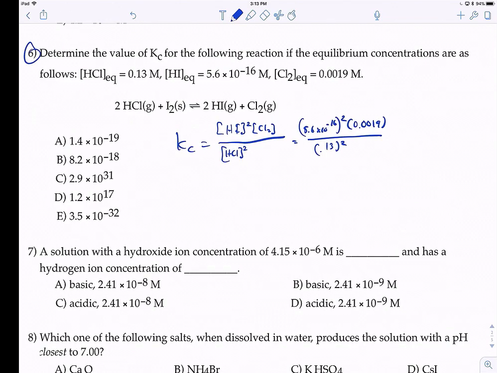A solution with a hydroxide ion concentration of 4.15 times 10 to the minus 6 molar is blank, and has a hydrogen ion concentration of blank. That is in fact acidic. I'm sorry, that's basic. You can do it by calculating the pH if you want. But if the hydroxide ion concentration is greater than 10 to the minus 7, it's going to be alkaline or basic.